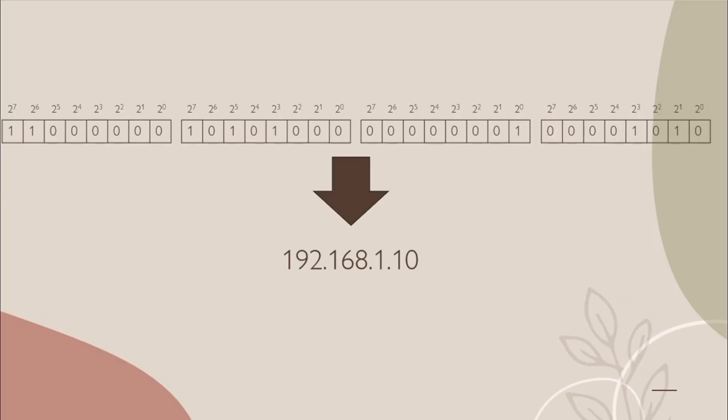Likewise, if I do the binary to decimal conversion for 4 octets, then I will get the IP address.